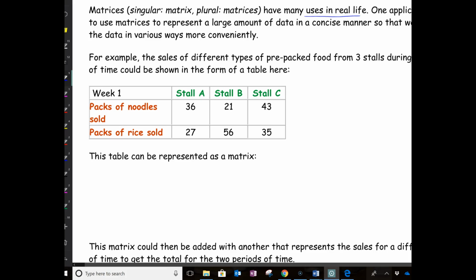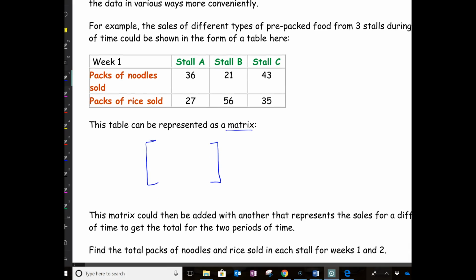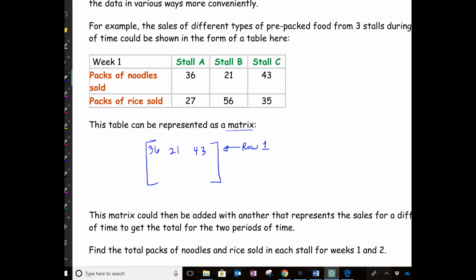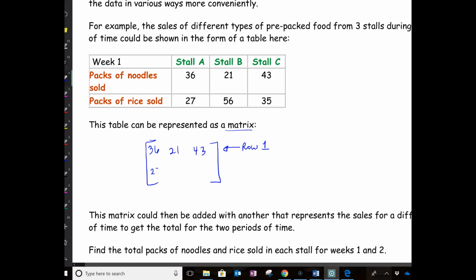Let's see how we could translate this information into a matrix. A matrix is just an array of numbers. You use these brackets to represent the elements in the matrix. And we would obviously take the numbers 36, 21, 43. Now this would represent row 1. In matrices, we use terminology like rows and columns, so it's important that you recognize what each piece is called. Then in row 2, we would have 27, 56, and 35. So this would correlate to row 2.